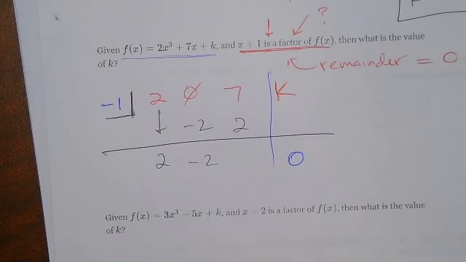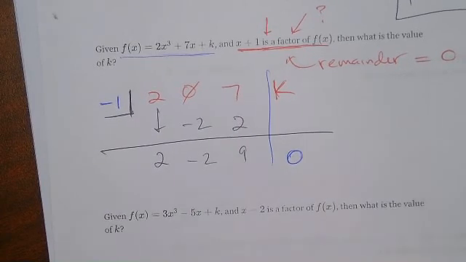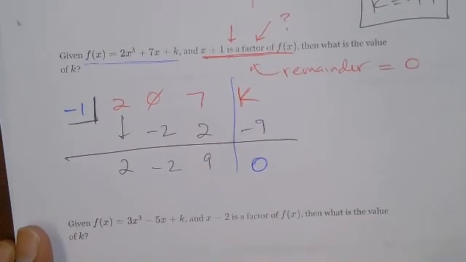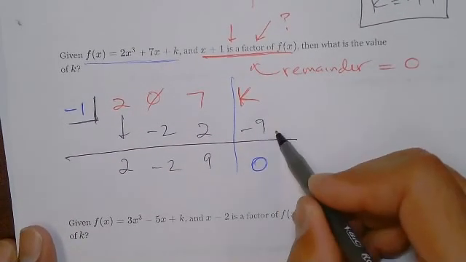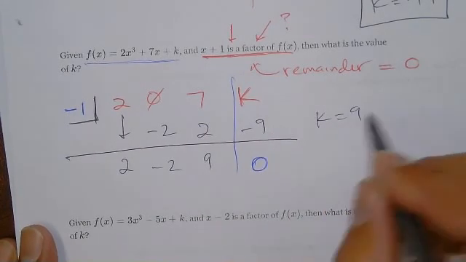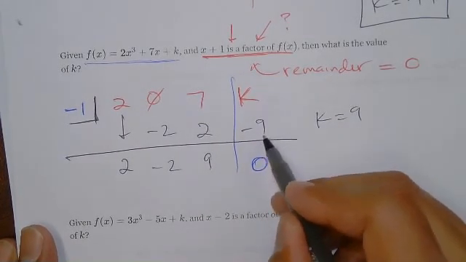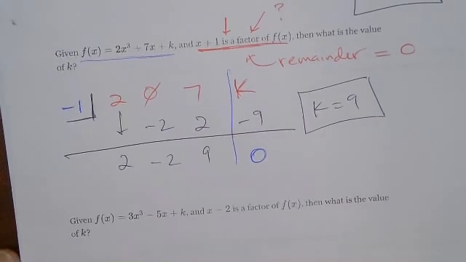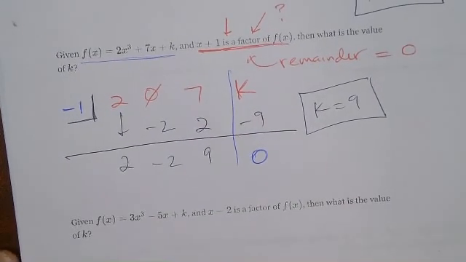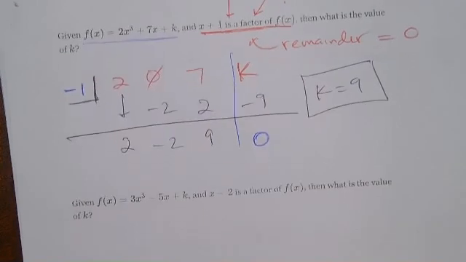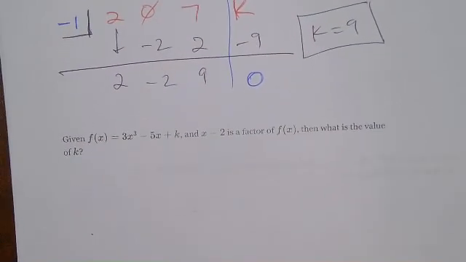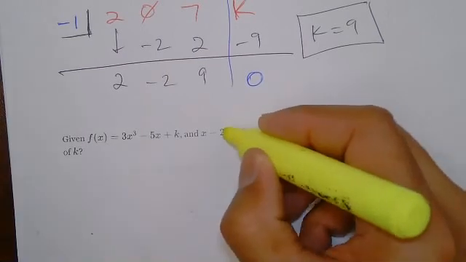2, negative 2? Positive 2? 9? Negative 9. What must the value of k be? 9. Positive 9, right? Because these add, and the opposite of negative 9 is positive 9. Easy stuff. Easy when you understand something, yeah?